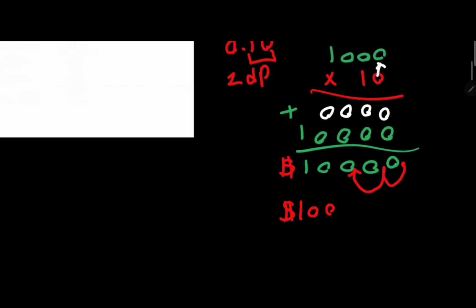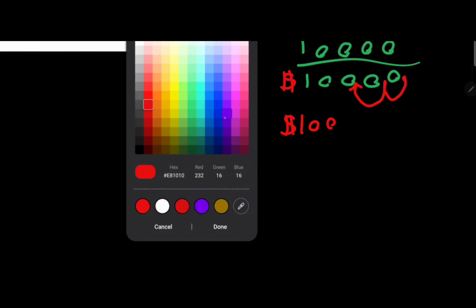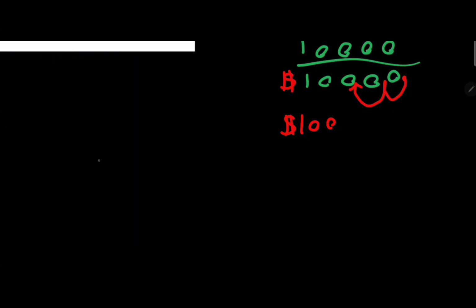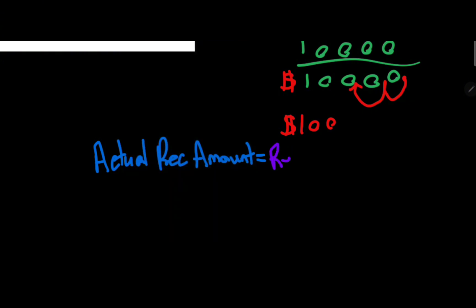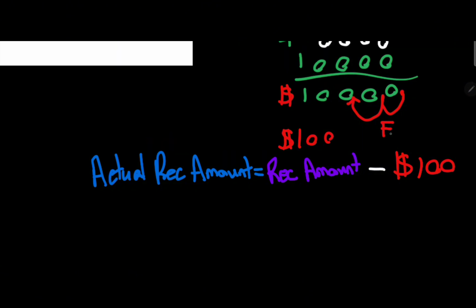So the receivable amount will have to be deducted by 100. In other words, to get the actual receivable amount, the actual received amount would be equal to the receivable amount minus the $100, which is the overall exchange rate fee.